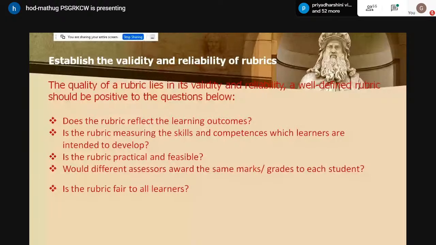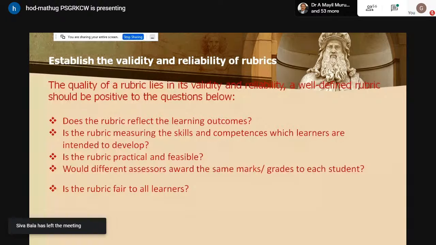Is the rubric practical and feasible? That is very important. If only color print with so many multimedia tools is involved, then who will submit the assignment? So your rubric must be practical and feasible. And do different assessors award the same marks or grades? This rubric, as I told you, should not be judgmental. Whether I am giving marks or my colleague is going to evaluate, under that rubric I must get the same mark. Otherwise, my rubric is not correct.